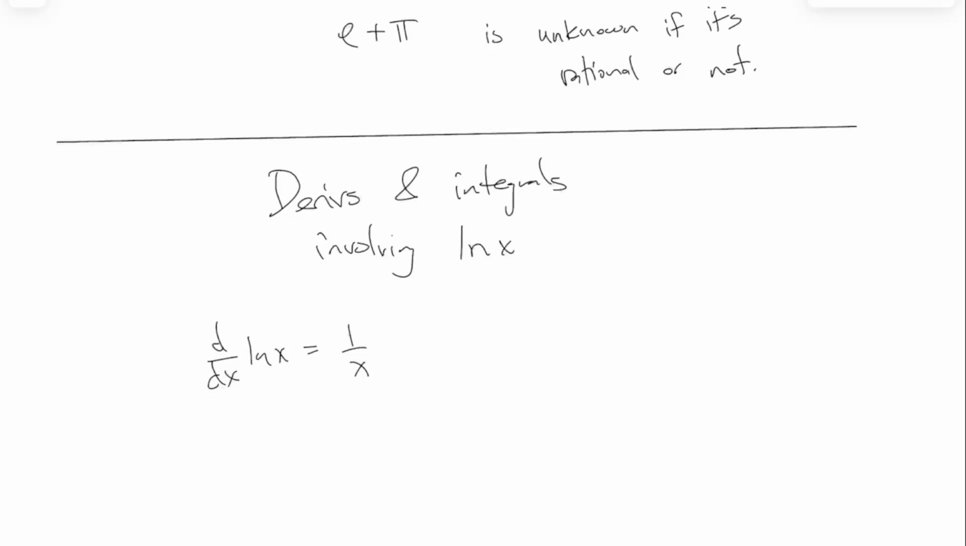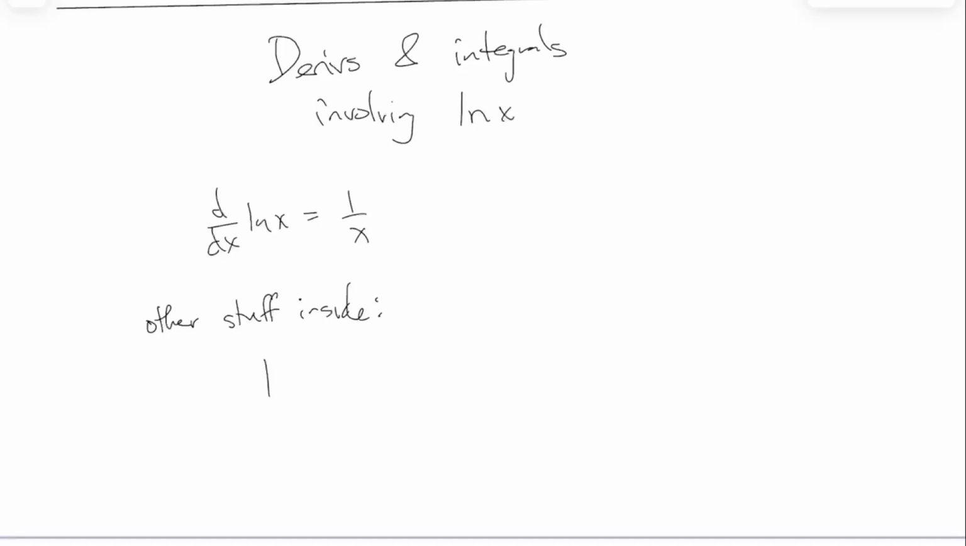Now, you often want to consider the derivative of a log with some other stuff inside of it, not just x, but some other stuff. What I mean by that is if you have something like ln of some other function g of x on the inside, and I want the derivative, of course, then you have to use the chain rule. So I'm going to use the chain rule.